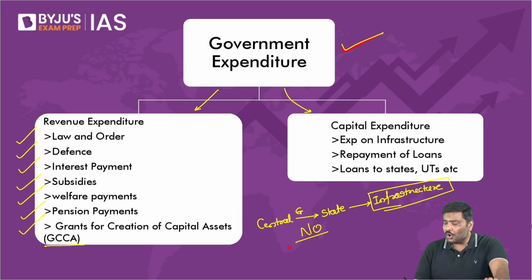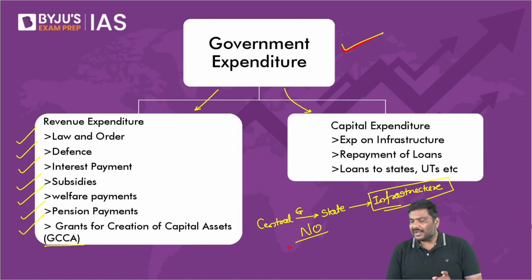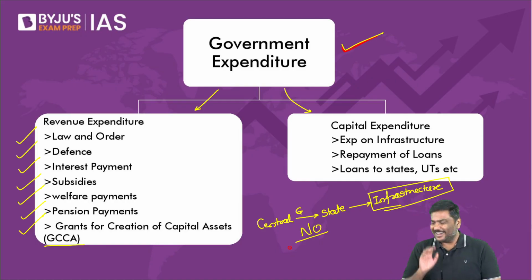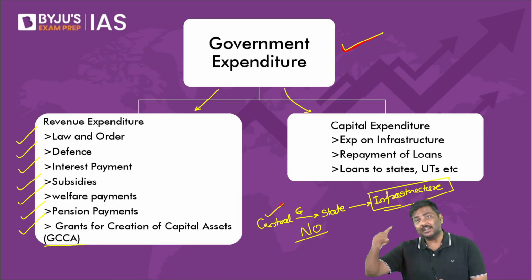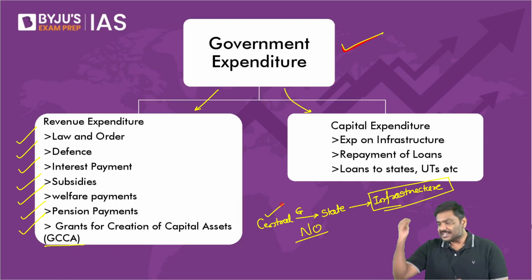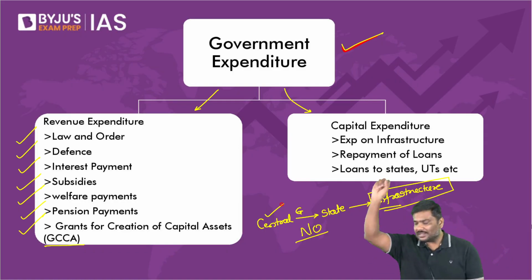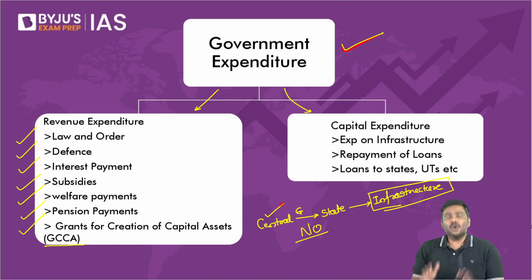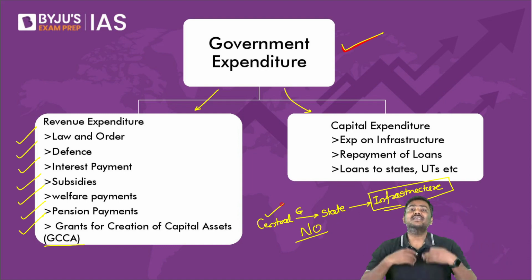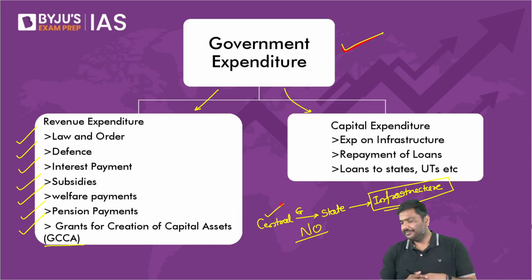Answer is no. Why? Who is going to construct this infrastructure? Is it the central government or is it the state government? If the state government will construct the infrastructure, please listen. Central government will give a grant, not a loan, to the state government. State government will use the money to construct infrastructure. So, is it going to increase the assets of Government of India?